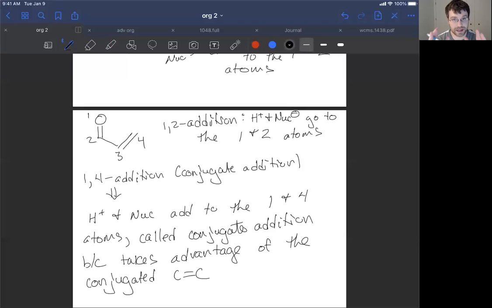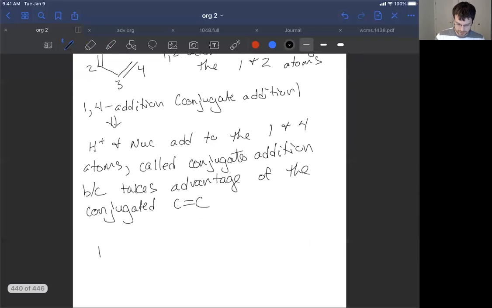Now we said that there was positive charge character at the carbonyl carbon and the beta carbon. In 1,2 addition, the nucleophile adds to the carbonyl carbon, or the second atom. In 1,4 addition, or conjugate addition, we're going to see the nucleophile add to the 4 position. Now, why would it do that?